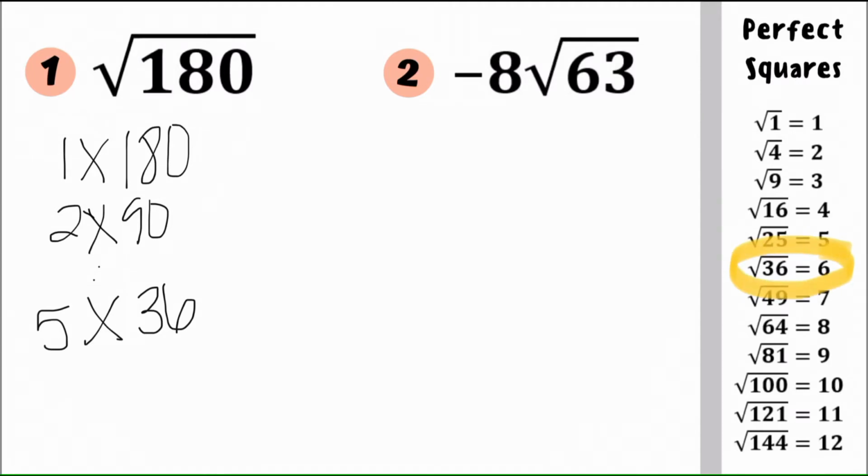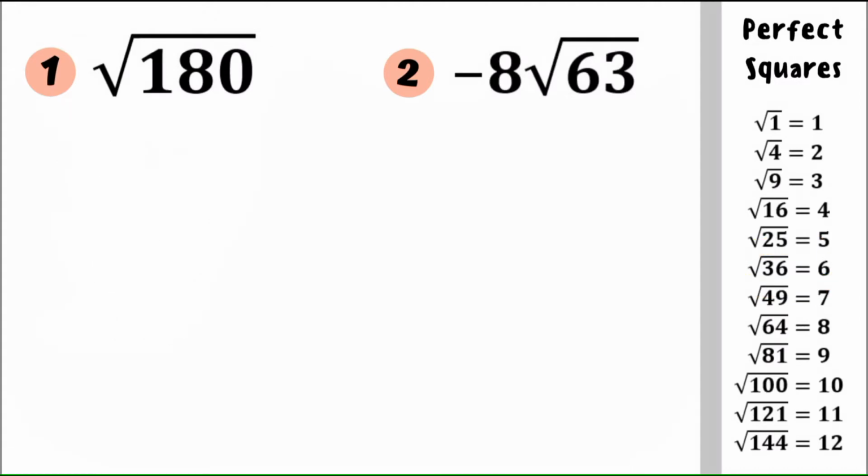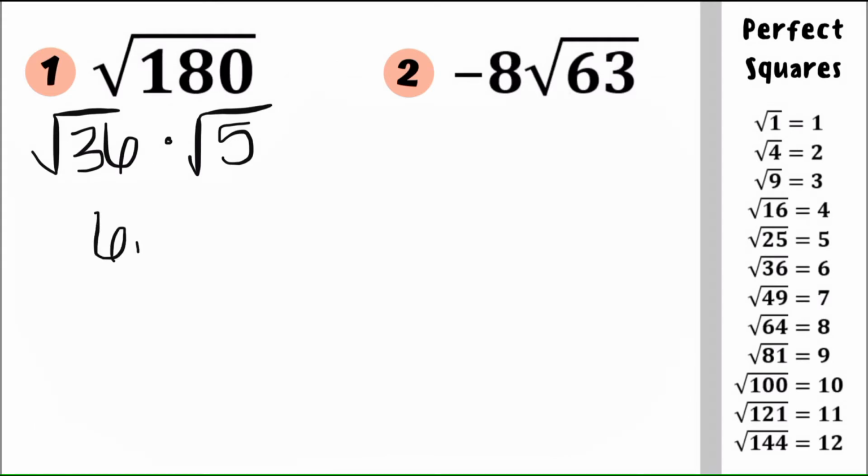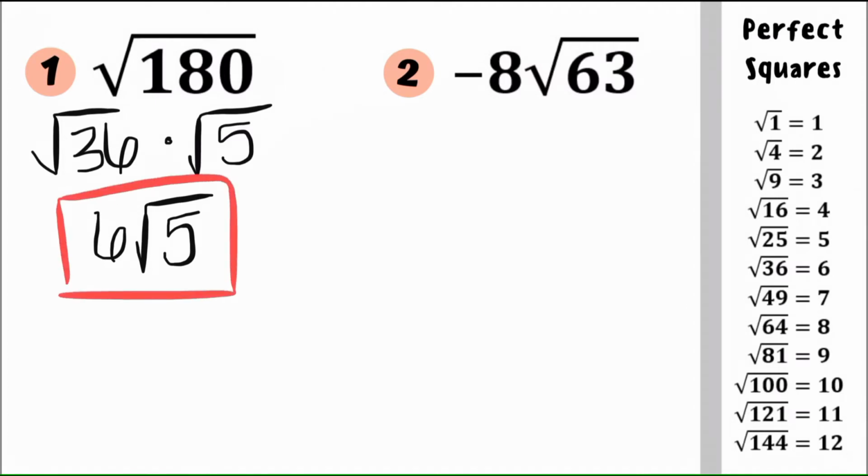So I'm going to rewrite the square root of 180 as the square root of 36 times the square root of 5. And the square root of 36 is 6. So this becomes 6 square root of 5. And that is my answer. If you have a number in front, a coefficient, you're just going to multiply that.